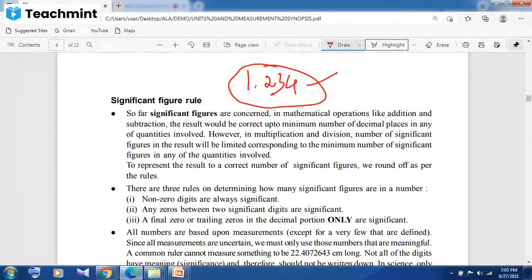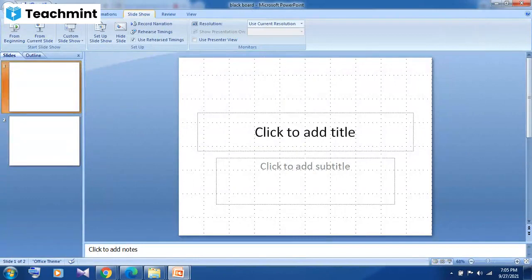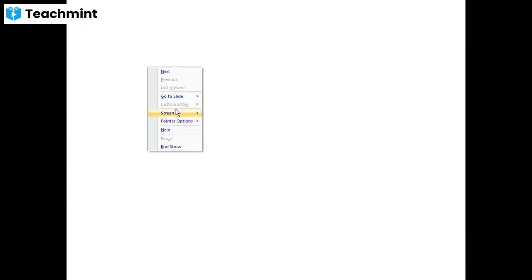I will go for significant figures in a blackboard presentation, students. I will explain here. Can you see a whiteboard here, students? Yes, sir.